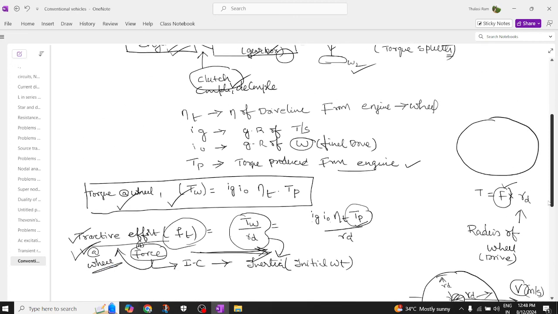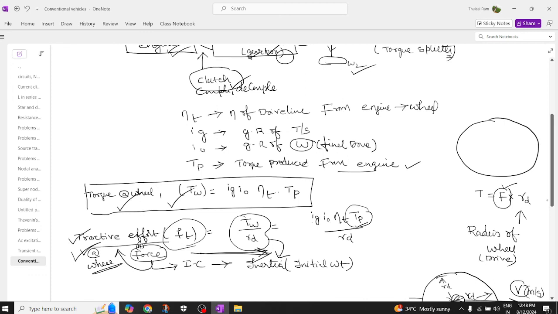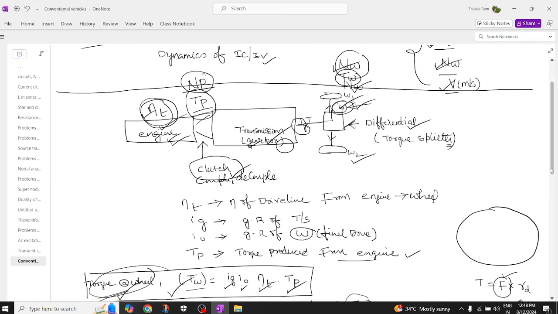Next, we want to calculate the torque at the wheel, or what amount of torque is developed at the wheel. The torque at the wheel is equal to Ig, the gear ratio of the transmission, and I naught, the gear ratio of the final drive, and the efficiency of the plant, multiplied with the torque of the power plant. We just multiply all this product.